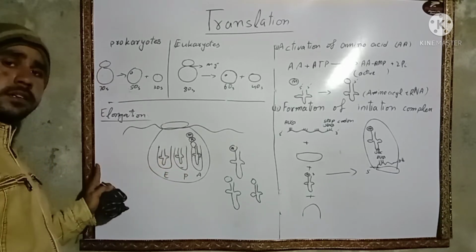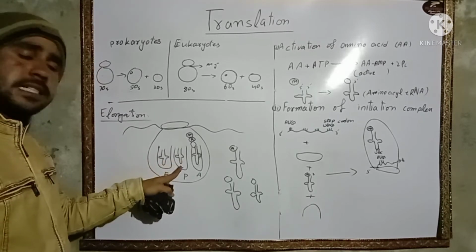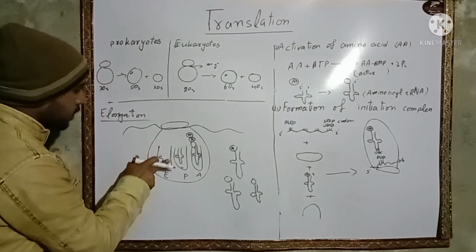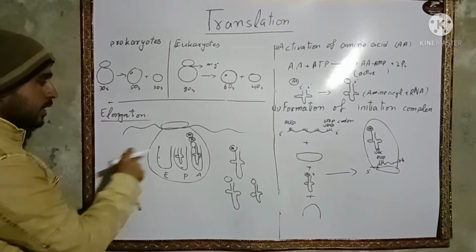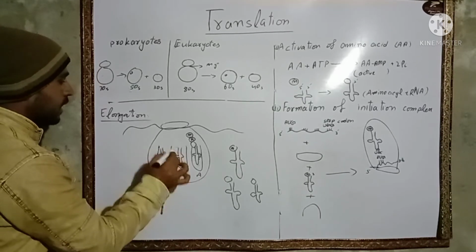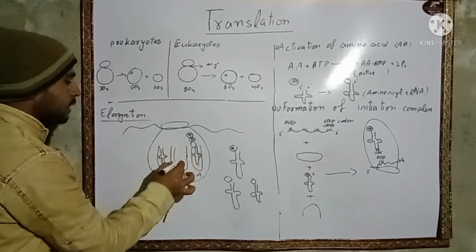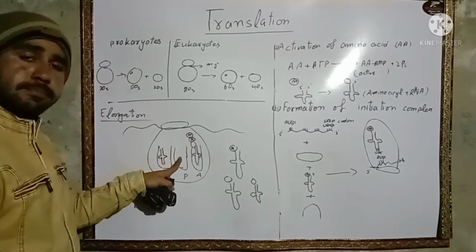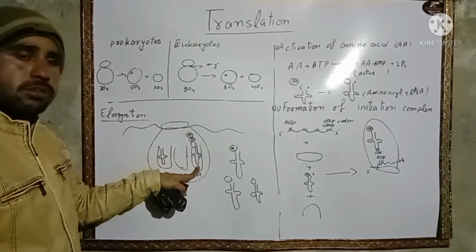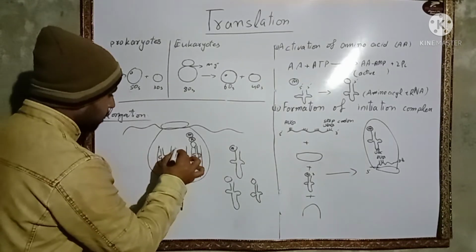It will exit, okay? It will be removed out of the initiation complex, and this transfer RNA enters into the A site. This will be removed and it will come into the E site like this, and this site will again be empty. When the P site is empty or blank, the new incoming aminoacyl transfer RNA enters into this site like this.